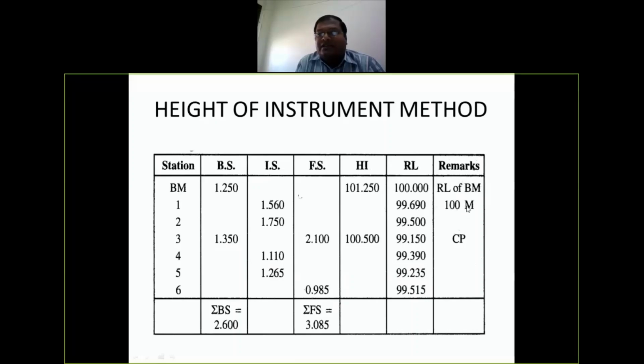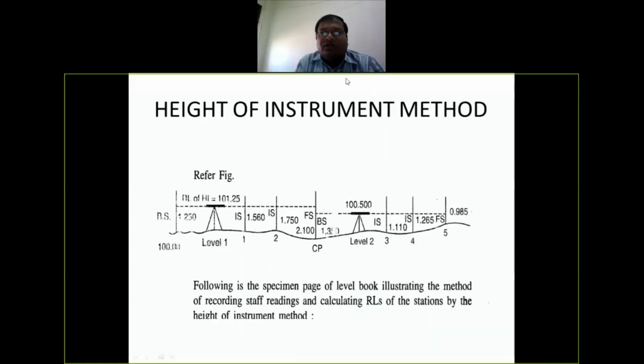Means RL of benchmark is 100 meter. This is your change point. So how to do all the calculation? First of all, you have to understand this particular figure. You can see here your ground is given, undulating ground is there. This is your benchmark of 100 meter. This is your backside reading, which is given 1.250, and that I have taken using this telescope. You can say this is your dumpy level, and in the dumpy level, the telescope is there. So this 1.250 backside is taken.